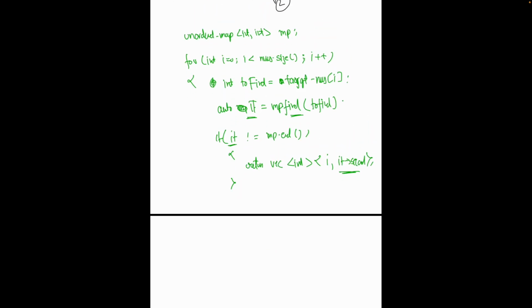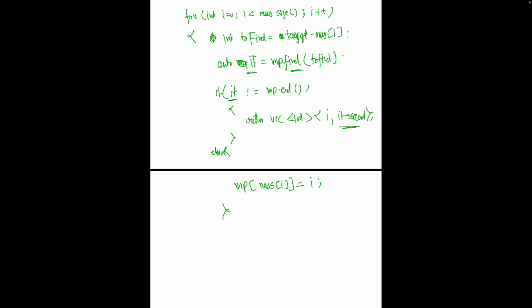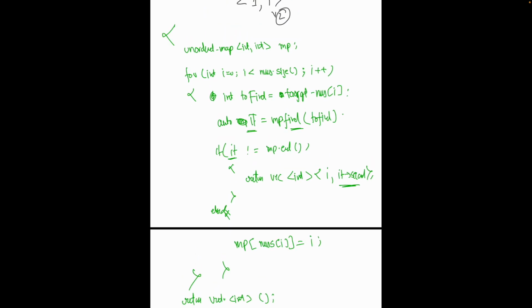If it is not equal to map end, this is good. Else, that means it is equal to map end, which means we didn't find the number. So we'll do mp[nums[i]] equals i. This will keep pushing. And in the worst case, if we do not find anything, we're going to return a vector of int, an empty vector, and this will be the code.